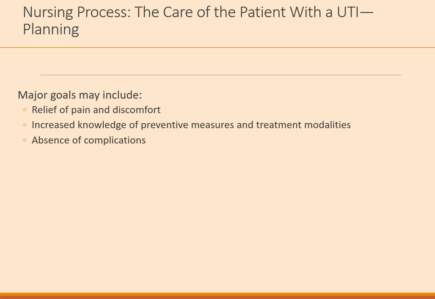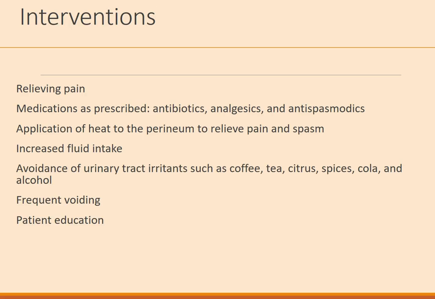So pretty easy. We talked about the intervention, so relieving the pain, medication is prescribed such as antibiotics, application of heat to the perineum to relieve pain and spasms. I believe that could probably work. I'm not saying that it won't, but I think that the heat is probably going to help relax. And some patients do get spasms from urinary tract infections. There are actually antispasmodics that you can give patients to help them relax and be a little more pain-free.